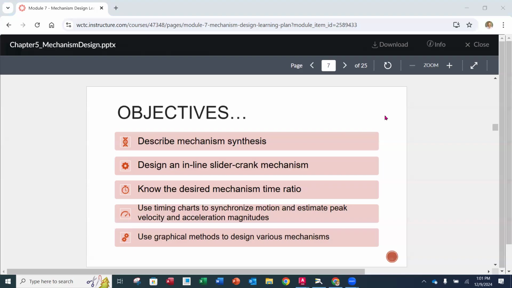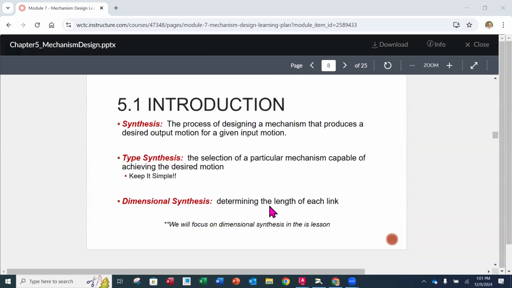That's his thing. We're also going to be looking at using these graphical methods. I'm going to forego the timing charts. It's in the chapter, but I kind of pulled away from having you guys worry about creating those. So we're not going to worry so much about the timing charts. We're going to jump to the graphical methods here.